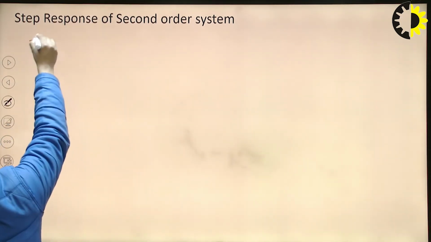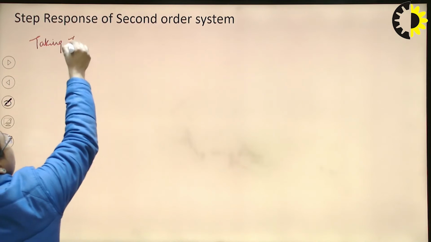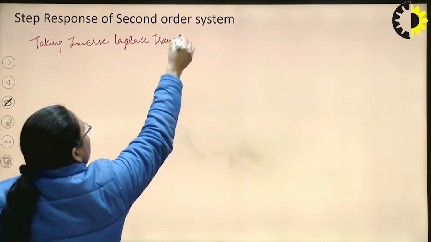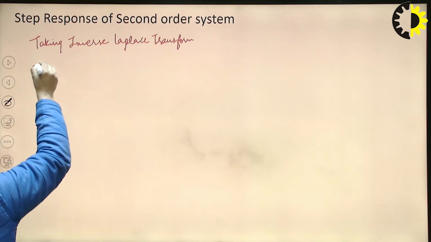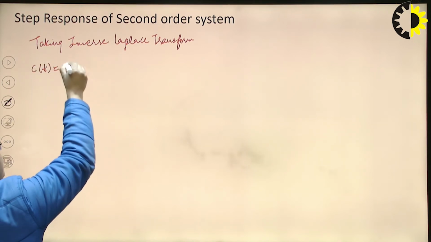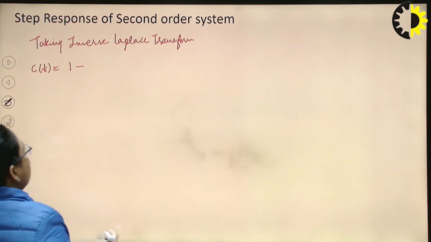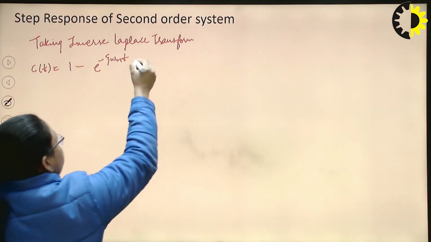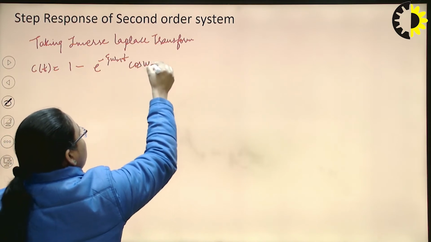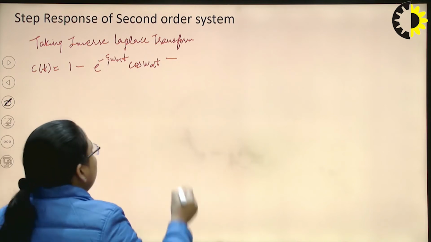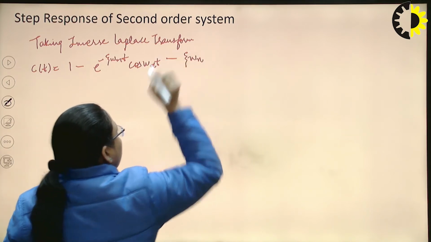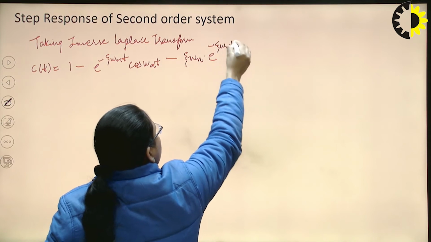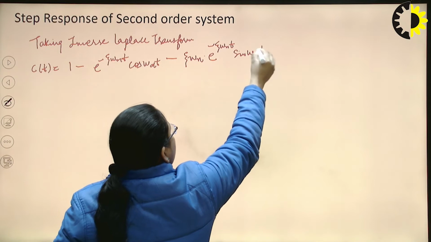I will get c(t) equals 1 (from 1 by s) minus e raised to the power minus zeta omega n t cosine of omega d t, minus zeta omega n upon omega d, times e raised to the power minus zeta omega n t sine of omega d t.